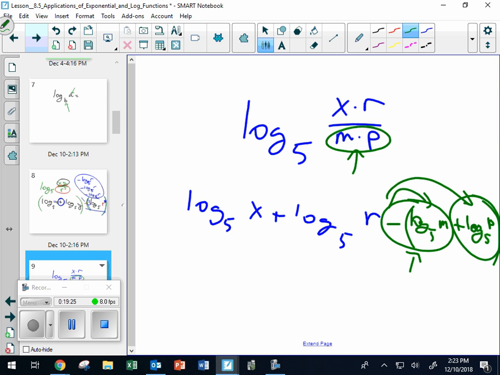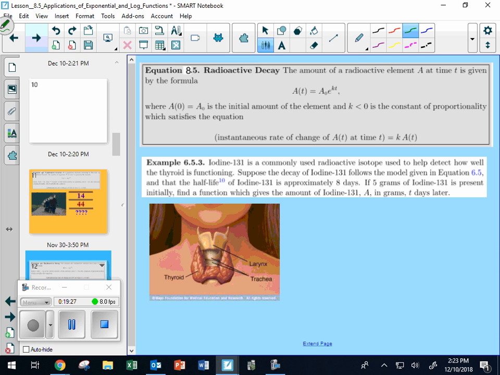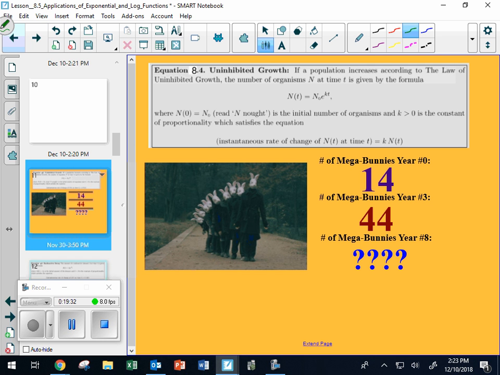All right, I need to get to a certain kind of problem. It's right here. Uninhibited growth. It's got the mega bunnies.